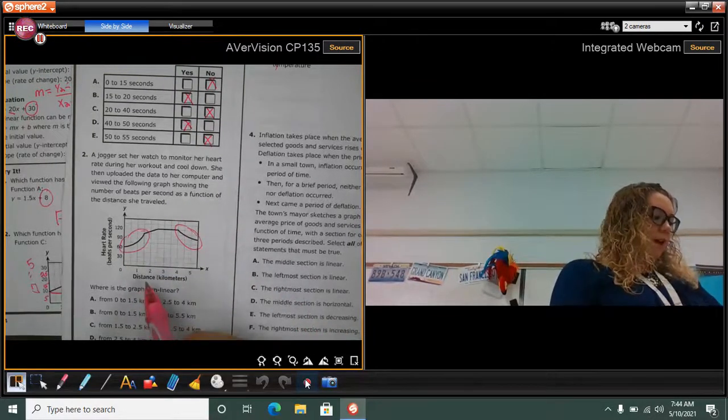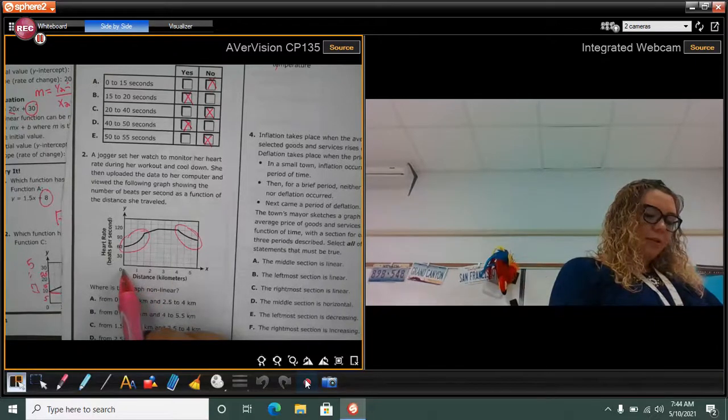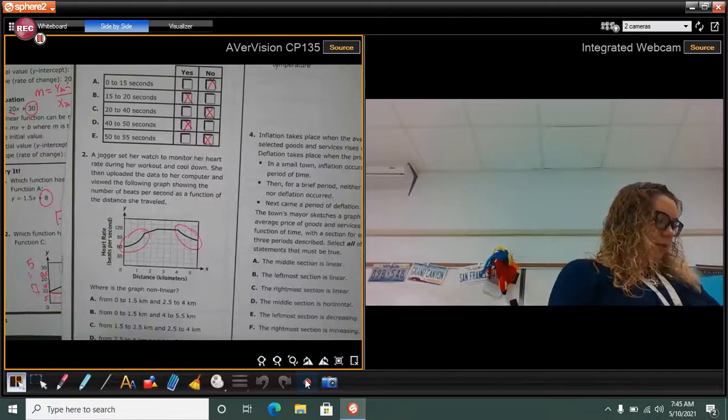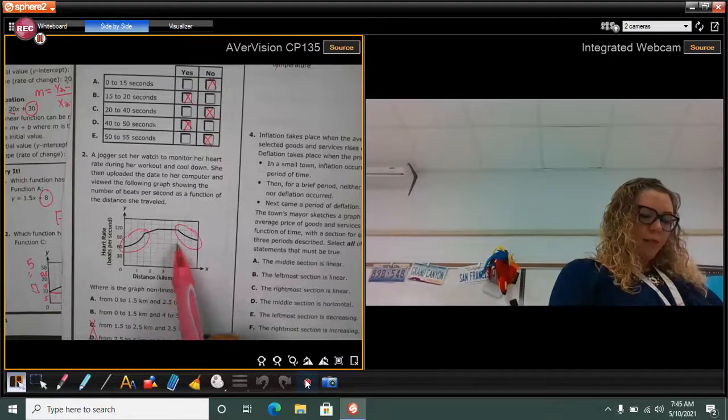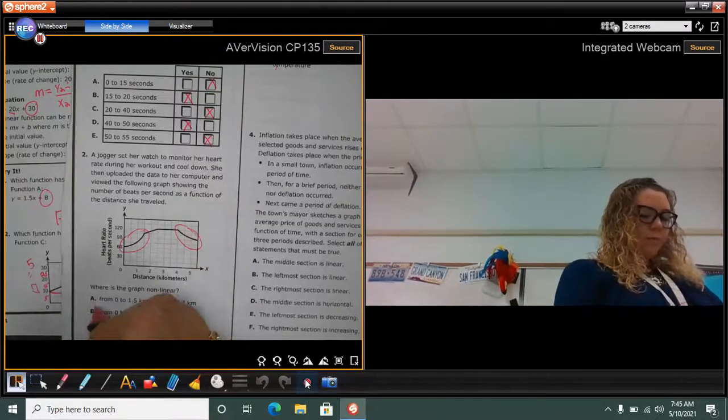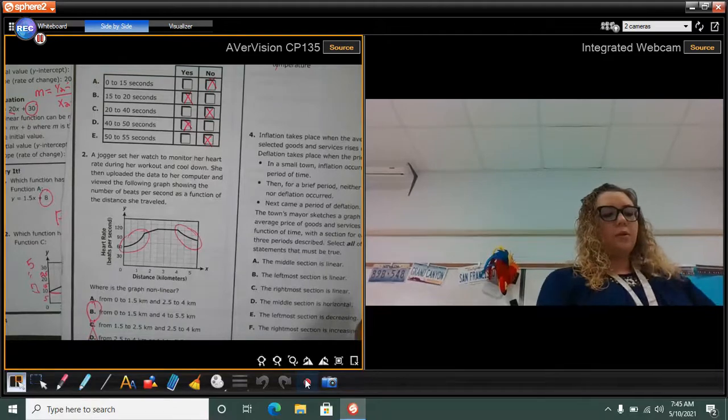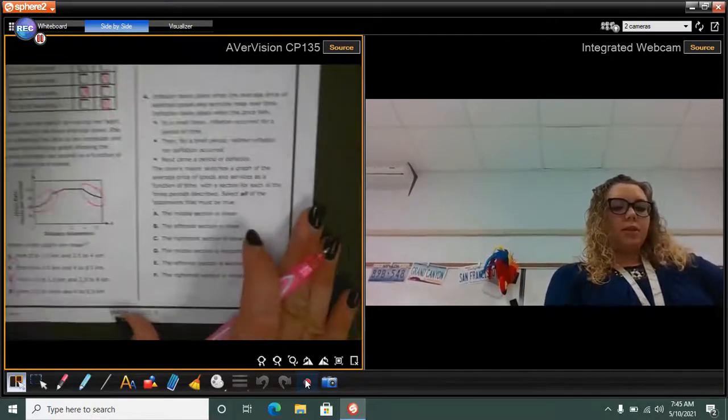So let's try to find the interval. It looks like 0 to 1.5. So we can go ahead and cross these out. And then from 4 to 5.5. So my answer is B. And then let's look on this side.